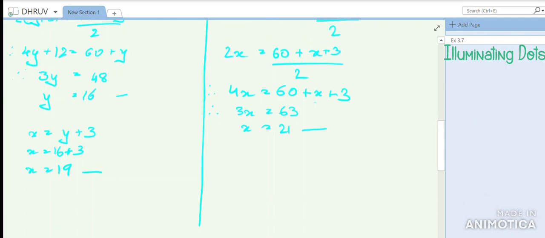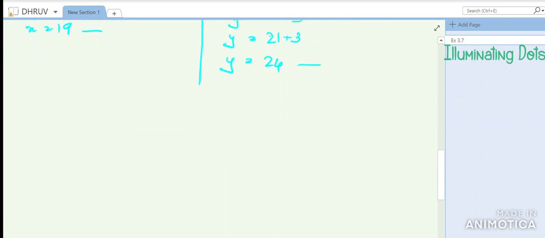Now we took y is equal to x plus 3. So therefore y is equal to 21 plus 3. That is y is equal to 24. So I got the value of x and I got the value of y. Now you will see that there are two values of x and two values of y. So what we have to write in the end is the conclusion.